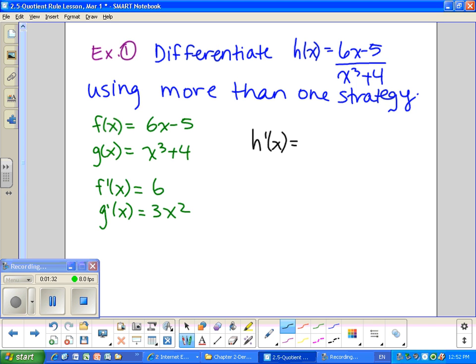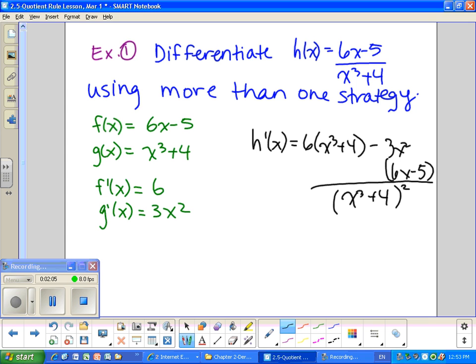F prime, which is 6. We multiply it by our g, which is x cubed plus 4. Subtract our g prime, which is 3x squared, times, which one? The 6x minus 5, our original f. And then we divide it by your g squared. Yep, just the g of x. So x cubed plus 4 squared. And now you will be expected to simplify.